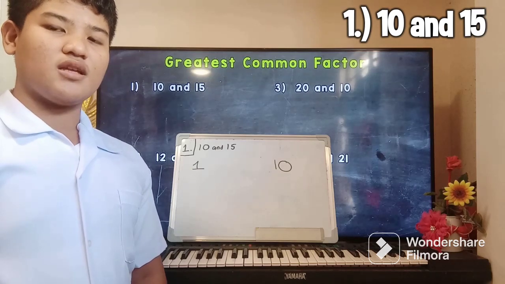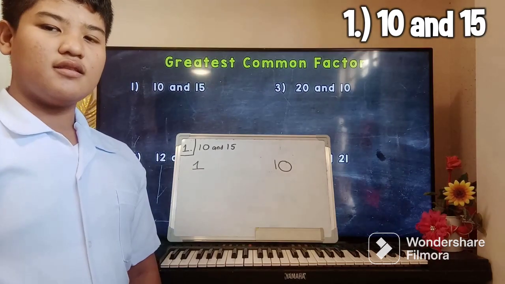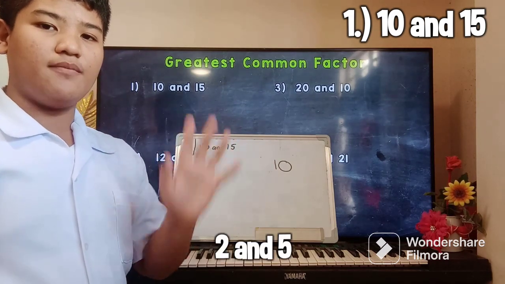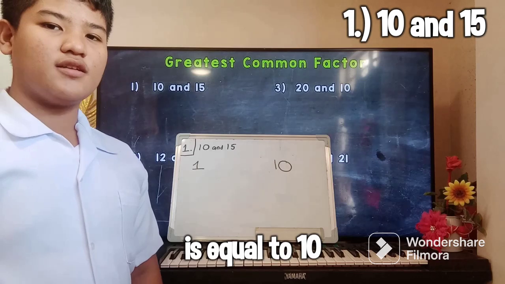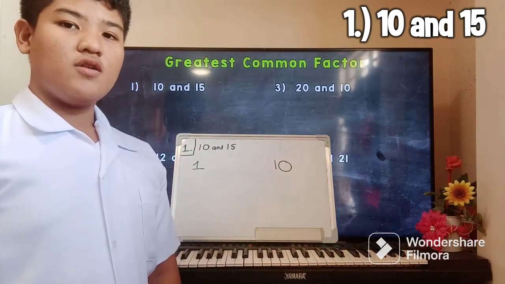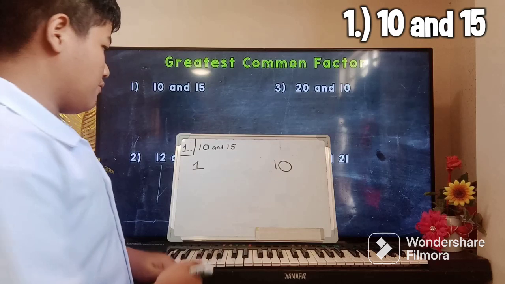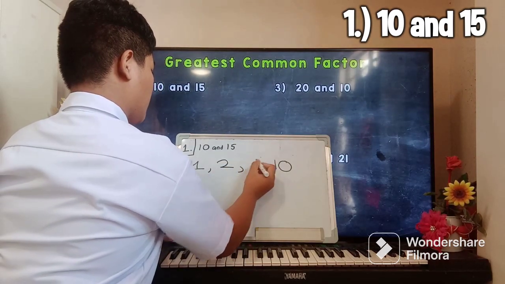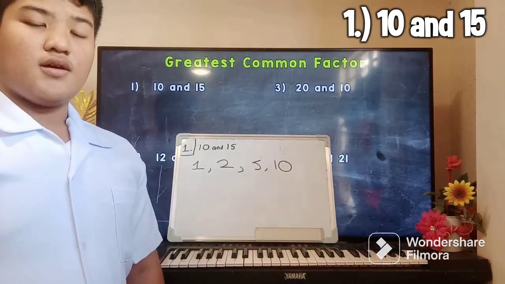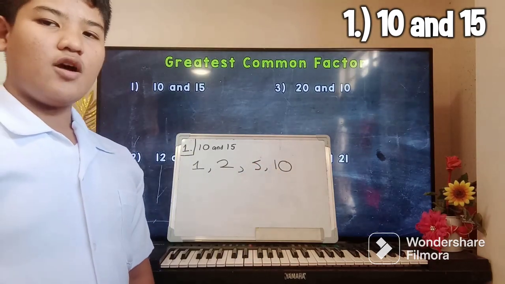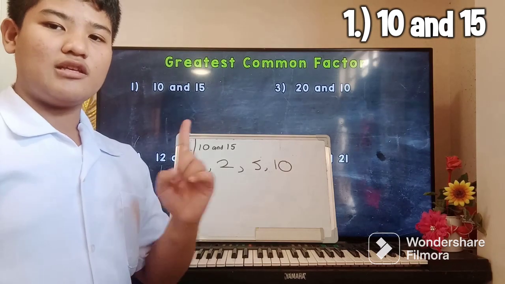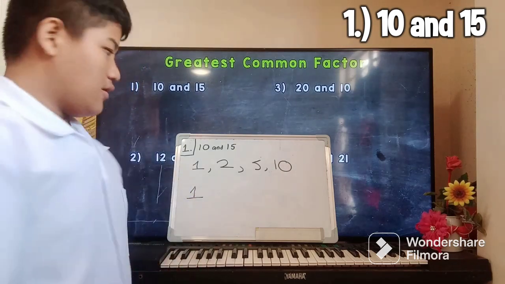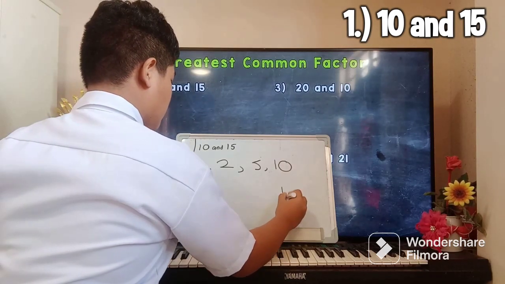Then find other numbers that can multiply in 10. The other numbers that we can multiply in 10 are 2 and 5. 2 times 5 is equal to 10. So, we will write 2 and 5, comma, 2, comma, 5. And then for number 15, the lowest number that we can multiply in 15 is 1. So, we will write 1, and write 15 on the other side.